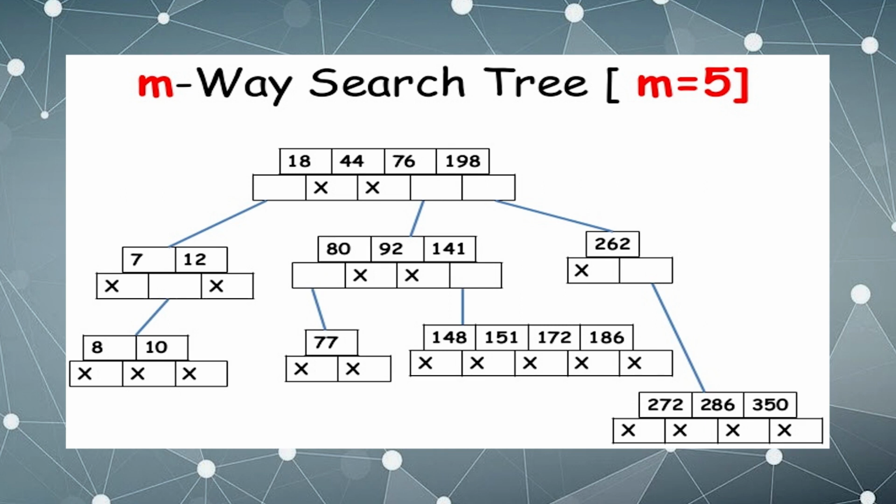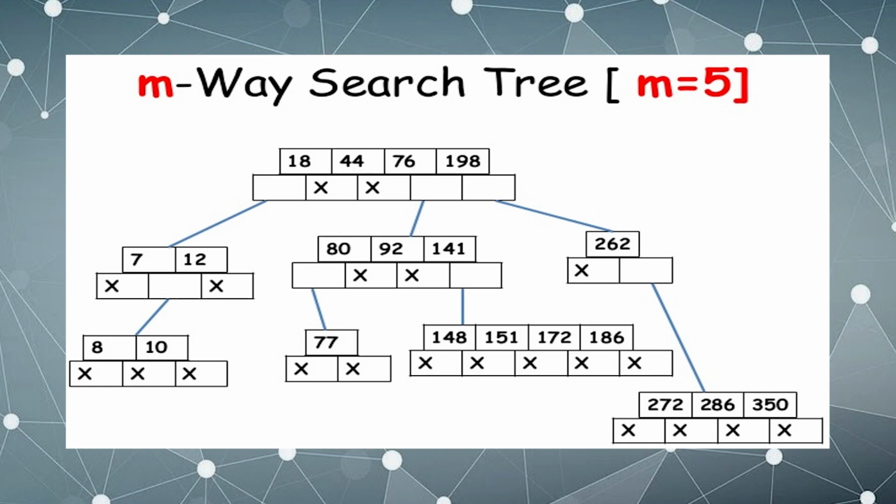Suppose this is a tree of order M equal to 5. So we have root items like 18, 44, 76, 198. All items are connected in ascending order, and the maximum is only 4 items. That's why after that, if any item is requested to be inserted here, we have to connect it in children format, not in neighbor format. So 7 and 12 are both less than 18. That's why they should be connected as the left child of 18, that is, C1.